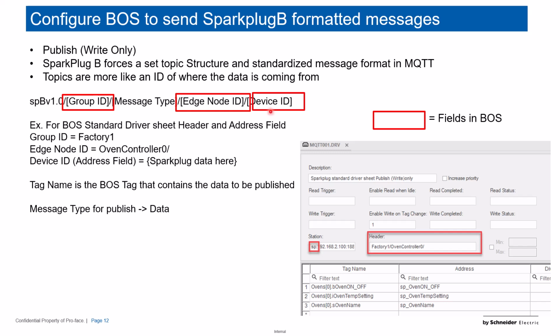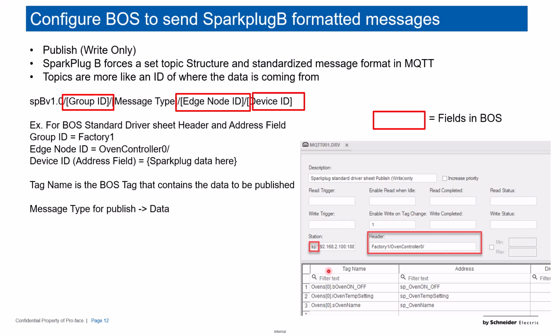And then the device ID is the address field over here. So we have factory 1, oven controller 0. Again, very important to put the forward slash. And then here we have our address, and this is essentially the data. When the data gets sent, it's effectively published to this address with the payload of the data that I'm sending.